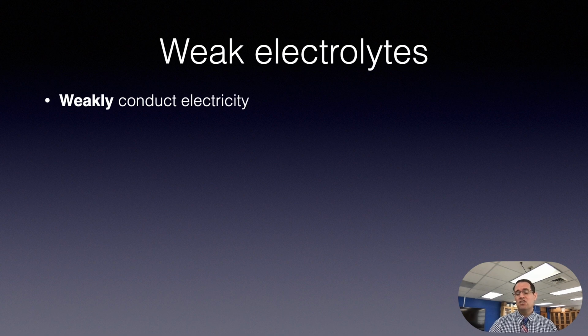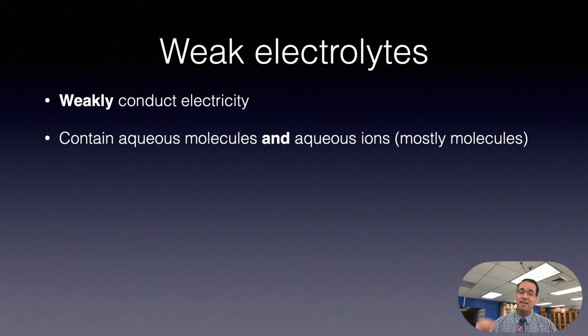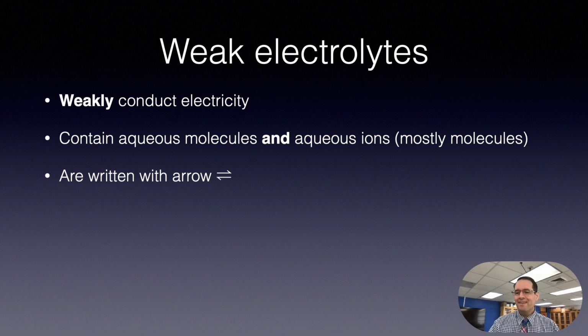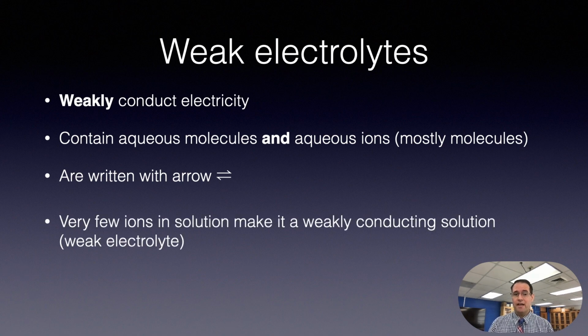All right? So first of all, weak electrolytes are going to weakly conduct electricity because when these substances dissolve into water, they either react with water or produce mostly molecules, but some aqueous ions. And since you just have a little bit of aqueous ions, they're slightly conductive, all right? We write them with the dynamic equilibrium arrow, and it's very important to do that. Now, you have very few ions in solution, as I mentioned, so that's why it conducts electricity just a little bit, okay? And we call these weak electrolytes, all right?